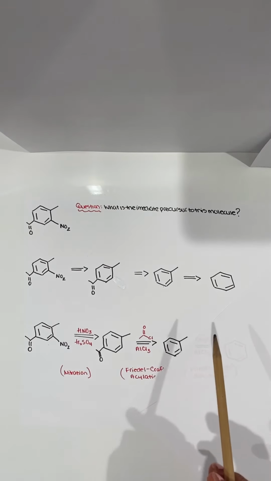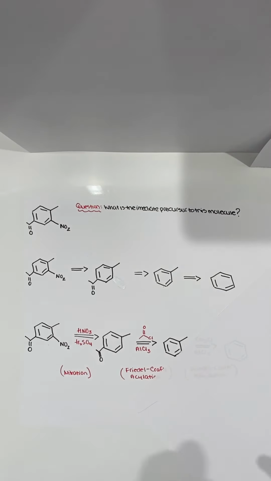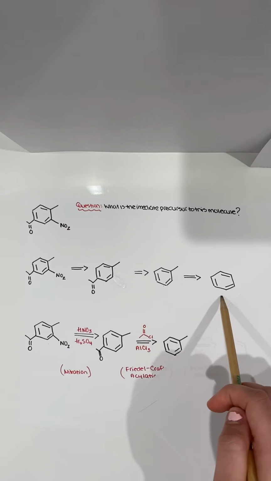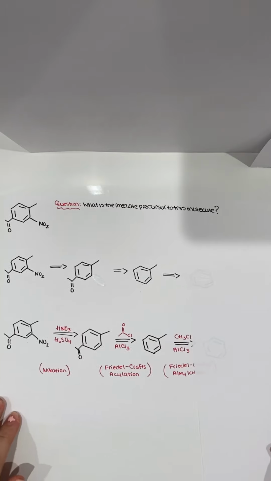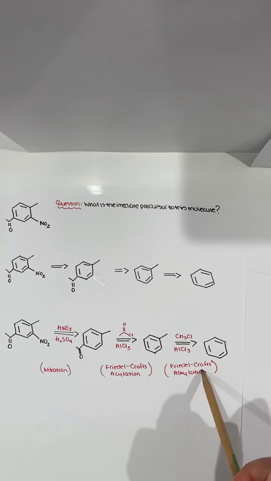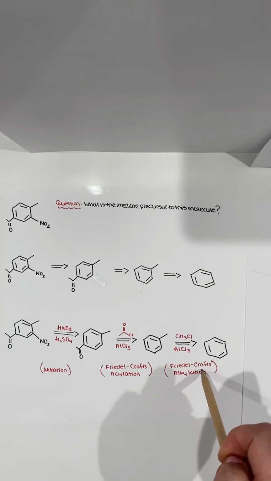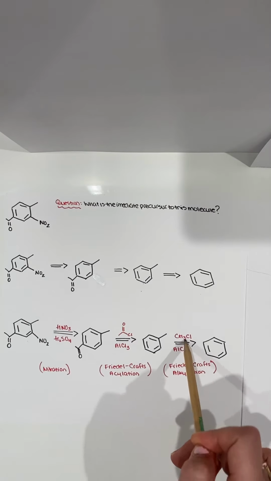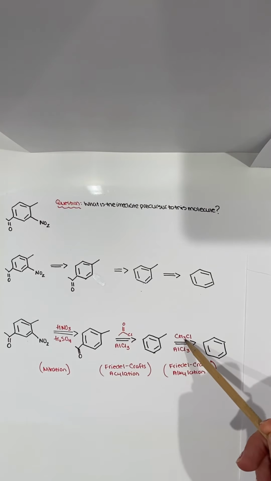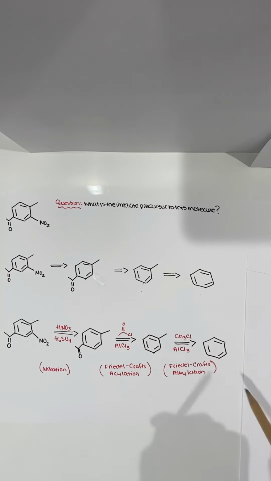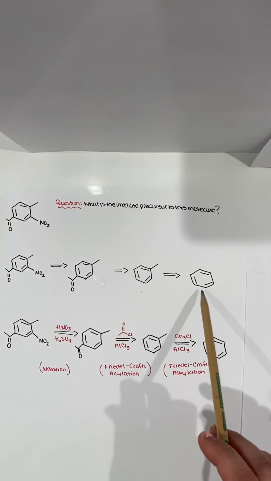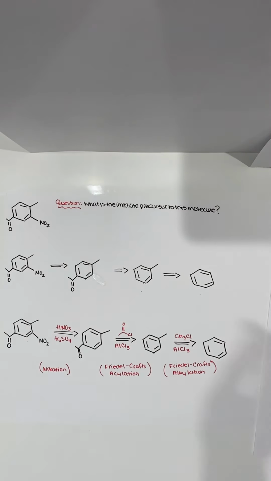And in order to get this benzene ring, go from here to the toluene, we must use Friedel-Crafts alkylation because it could add the methyl group by using the chloromethane reagent and also the aluminum chloride. So that's how you get from the product to the benzene ring using retrosynthesis.